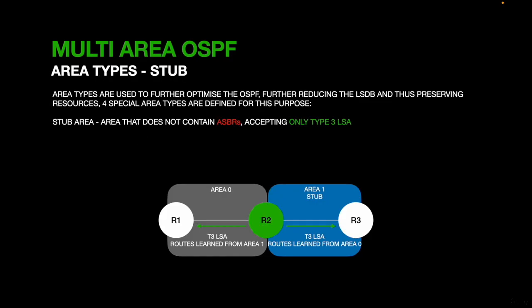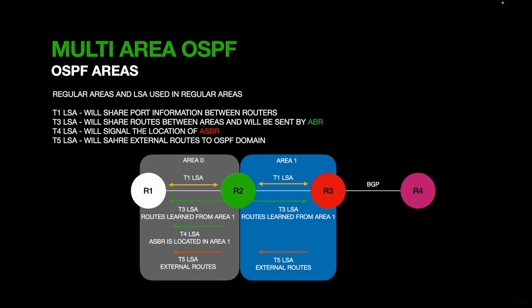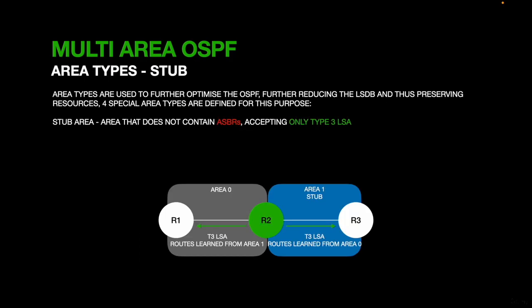in the area. Okay, so the first area type is the regular area type, and we can see all the messages which are being exchanged. But we can also have the stub area. The stub area is an area that doesn't contain an ASBR, and it will accept only type 3 LSAs, meaning that it will accept only the routes learned from other areas.